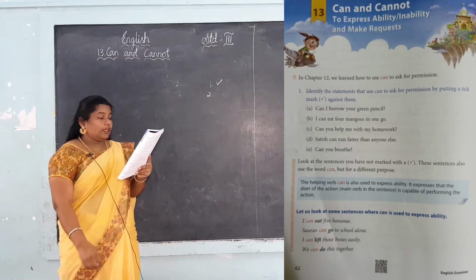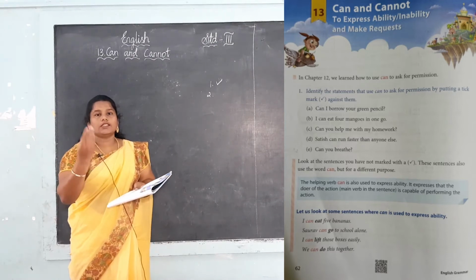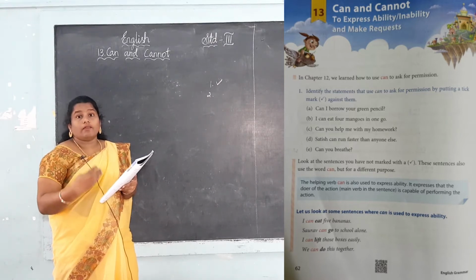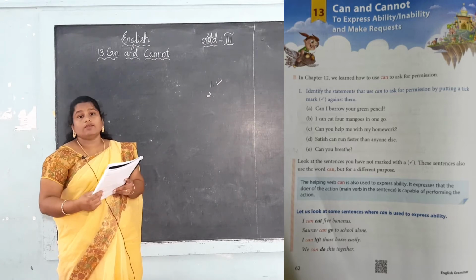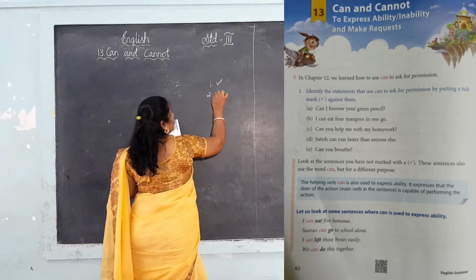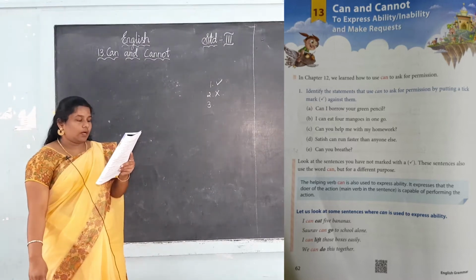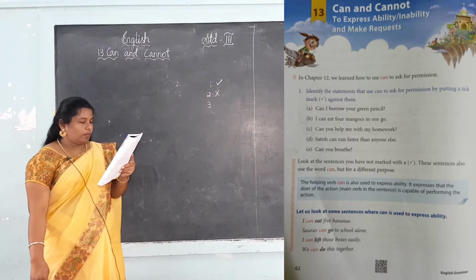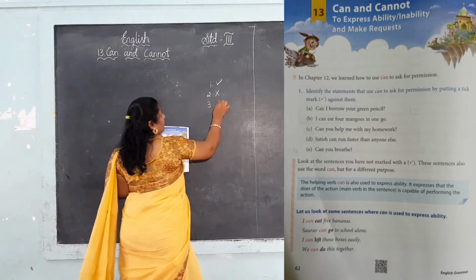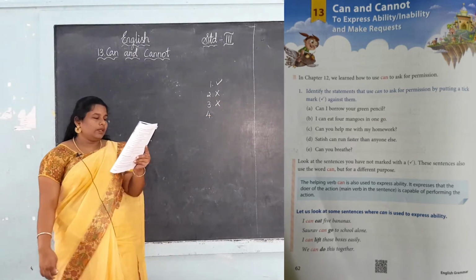Next one. I can eat 4 mangoes in one go. See, in one go, in one start, what will I do? I will eat 4 mangoes at the same time. So it is not can. We learned can as permission only, right? Yes, see, so it is wrong. There is no question mark, so it is wrong. Next, third one. Can you help me with your homework? Can you help me with your homework? See, for homework we will ask help, so it is wrong. Help your homework means you show your homework to me. That is wrong, right? Yes, next.